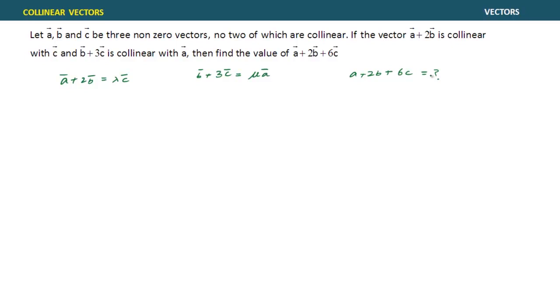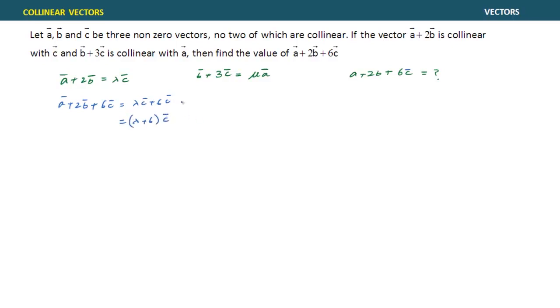Okay, now let's see how this question has to be attempted. It's a very good question to understand the concept of vectors. If you see here, a plus 2b, here there is also a plus 2b. What is missing is the 6c component. So let's add 6c on both sides. If the vectors are equal, then the addition will not make any change. So this actually becomes lambda plus 6 times c vector.